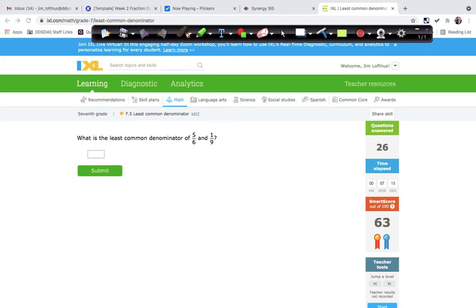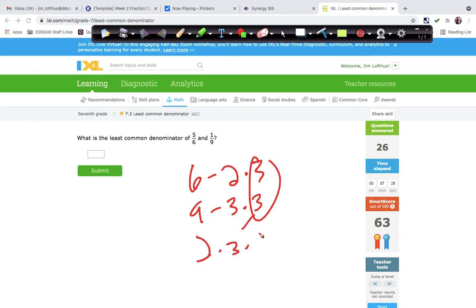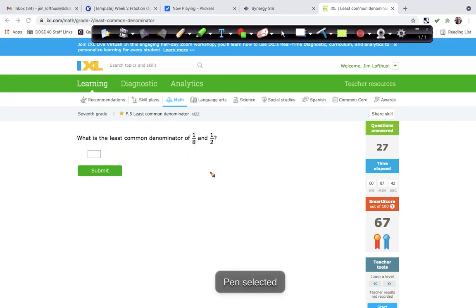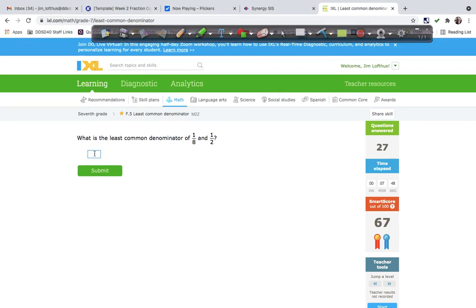All right, 6 and 9, so we're getting up, we got a score of 63 now. 6 is 2 times 3, 9 is 3 times 3. Those are matched, we'll use it once, so 2 times 3 times one of those 3's, so that's 18. Let's just put in the answer on this one to get to a little bit more difficult one. If it's a smaller number like 2 and it goes into the larger number like 8, then 8 is the common denominator.